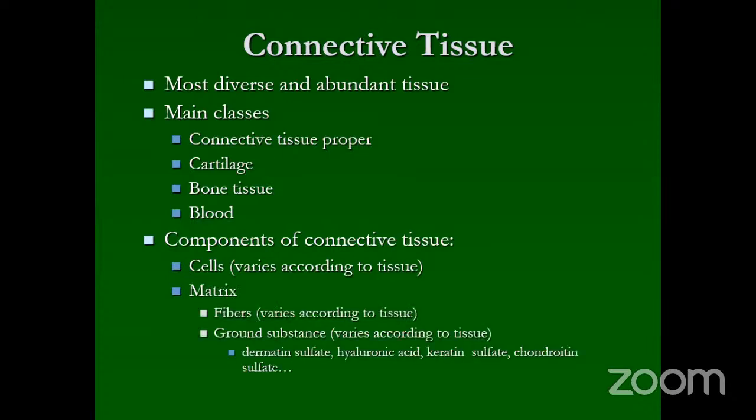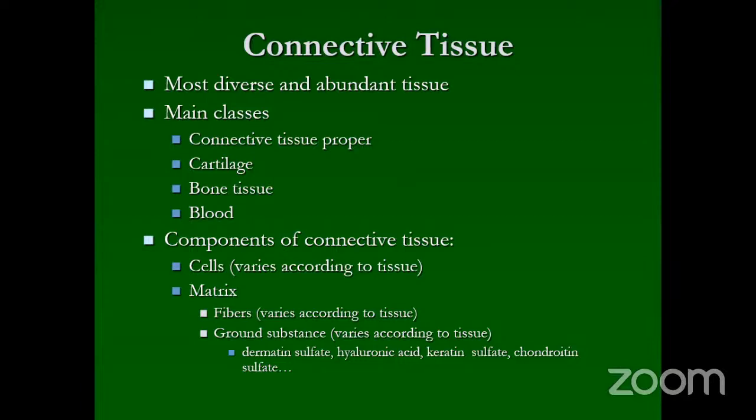The next is connective tissue. So epithelial tissue is over. Next is connective tissue. It is a very diverse and abundant tissue. It has various classes: connective tissue proper, cartilage, bone tissue, and blood. The components of connective tissue are that they have some cells.